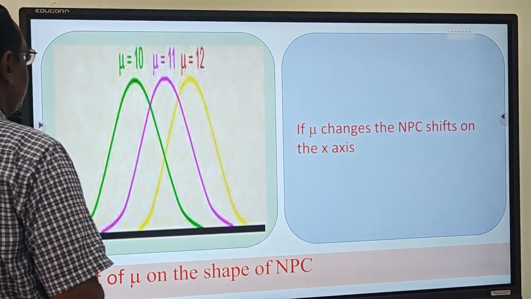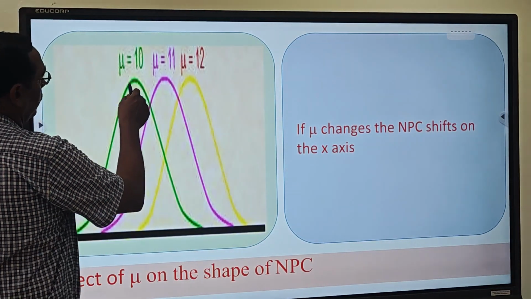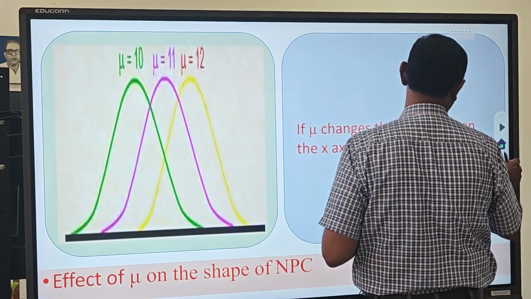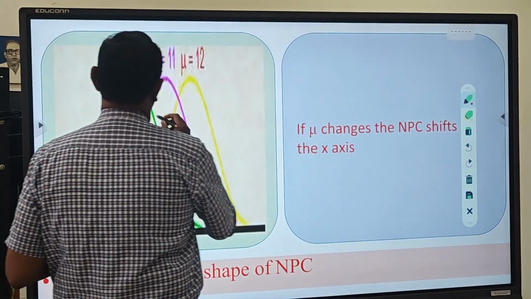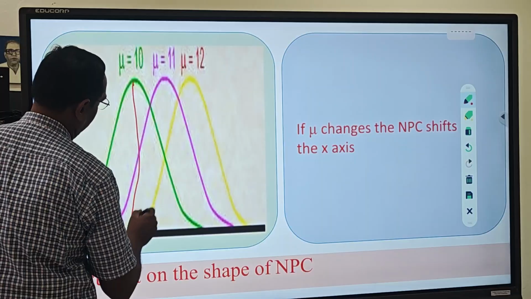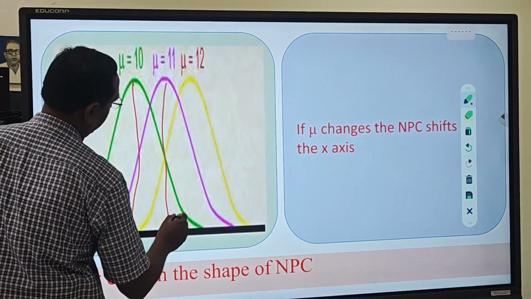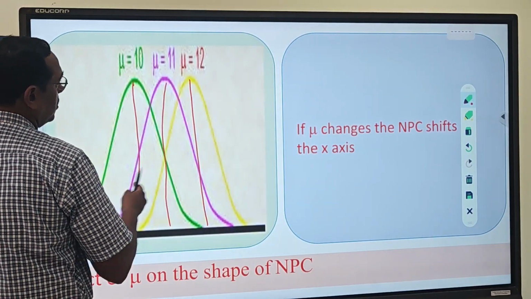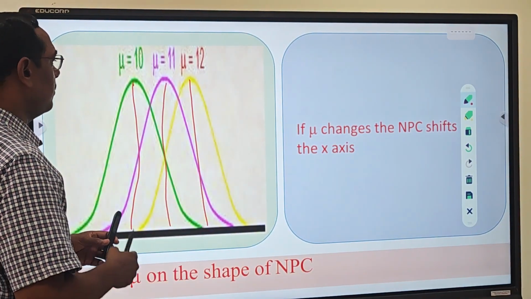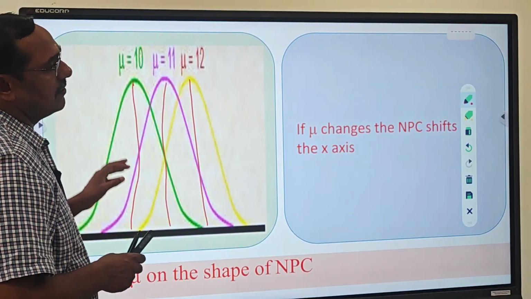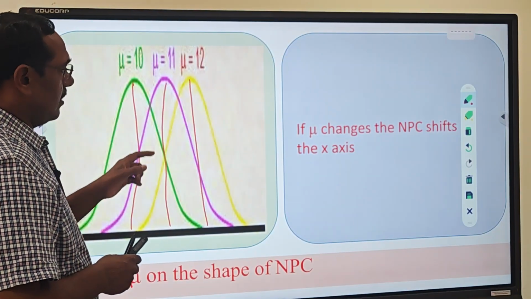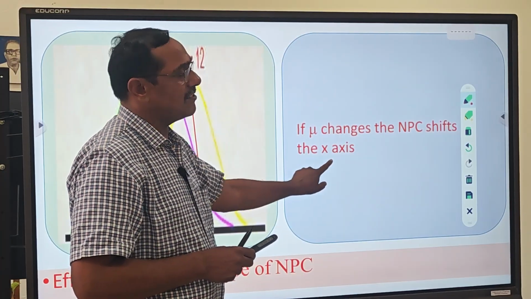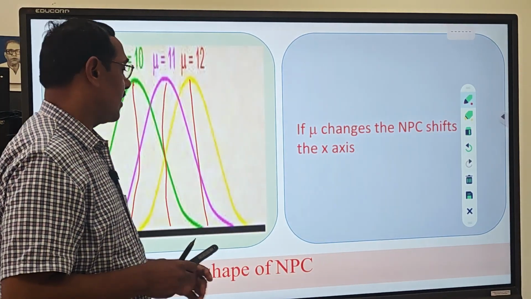So you see this, this is the mu, whose value is 10, and the next value is 11, and the other population mean value is 12. You see the curve shifts from left to right. So if the mean changes, the normal curve shifts on the x-axis. It moves on the x-axis.